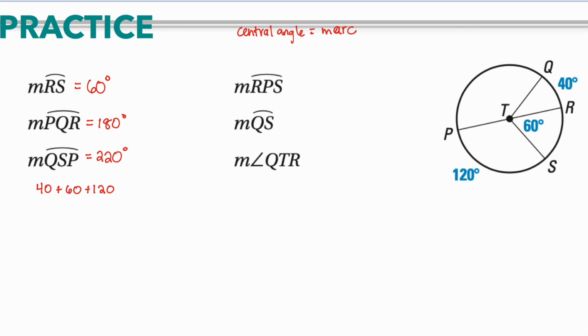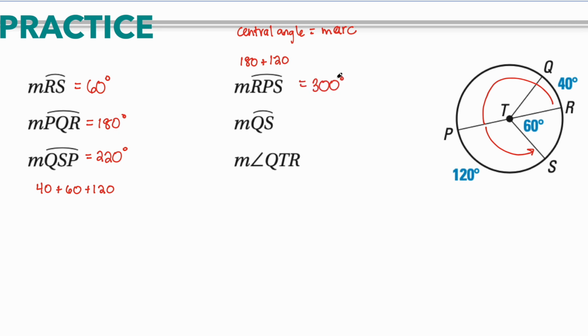Next, RP to S. So we're going from R to P, and then from P to S. There's two ways you can do this. You can actually add all these up. From R to P is 180 degrees, and then from P to S is 120 degrees. So you could add these up and you would get 300 degrees.